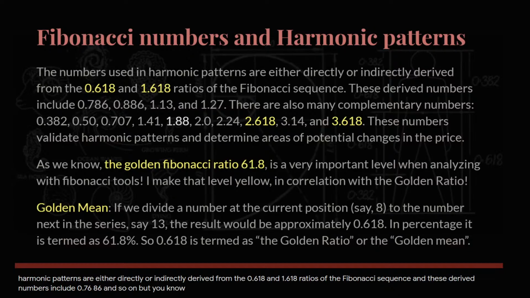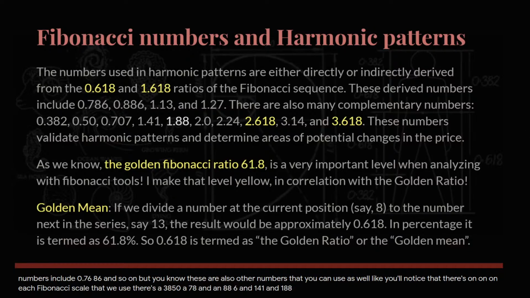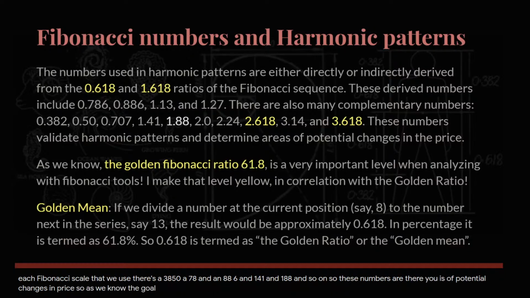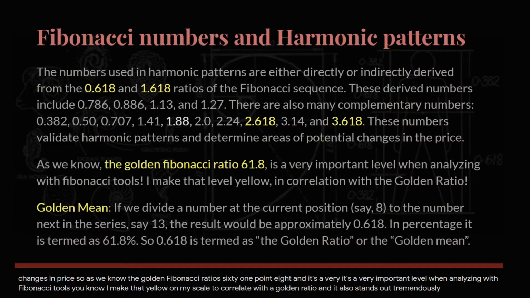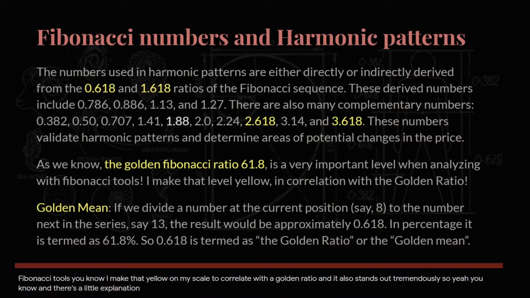But there are also other numbers that you can use as well. You'll notice that on each Fibonacci scale that we use, there's a 38, a 50, a 78, and an 88.6, and 141 and 188, and so on. So these numbers are used to validate harmonic patterns and determine areas of potential changes in price. As we know, the golden Fibonacci ratio is 61.8, and it's a very important level when analyzing with Fibonacci tools. I make that yellow on my scale to correlate with the golden ratio, and it also stands out tremendously. So yeah, and there's a little explanation at the bottom of the golden mean.